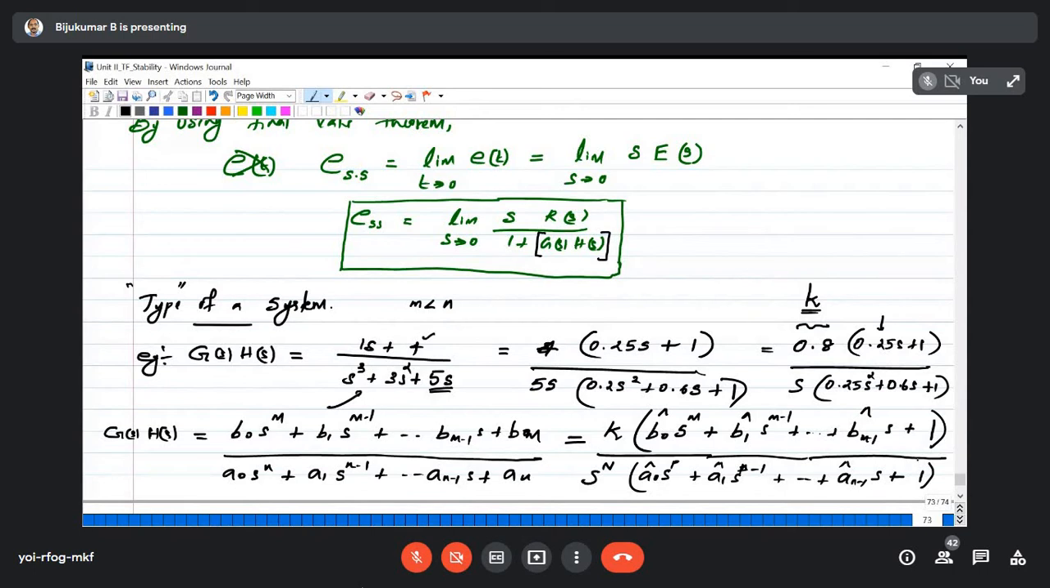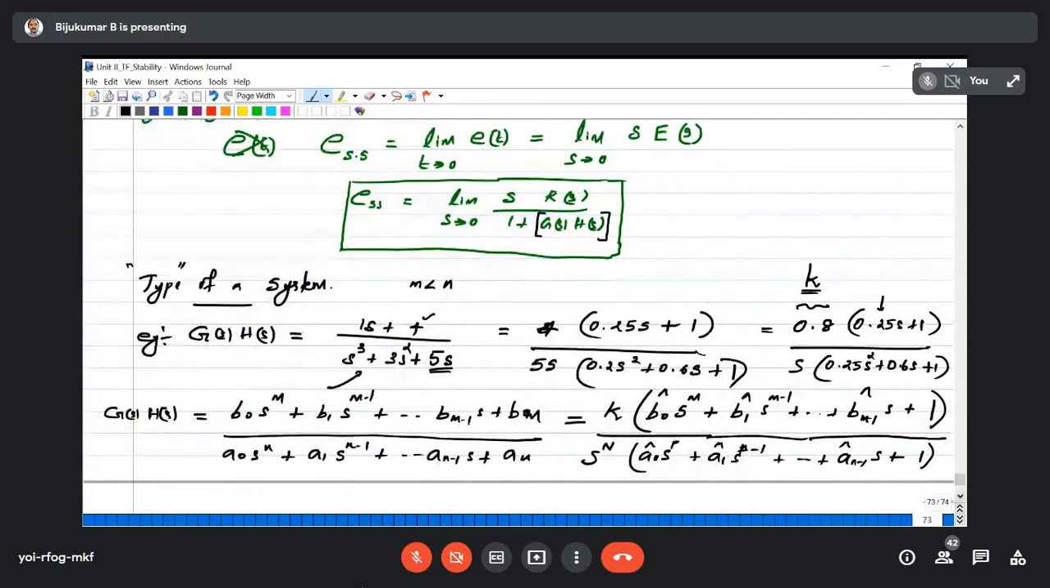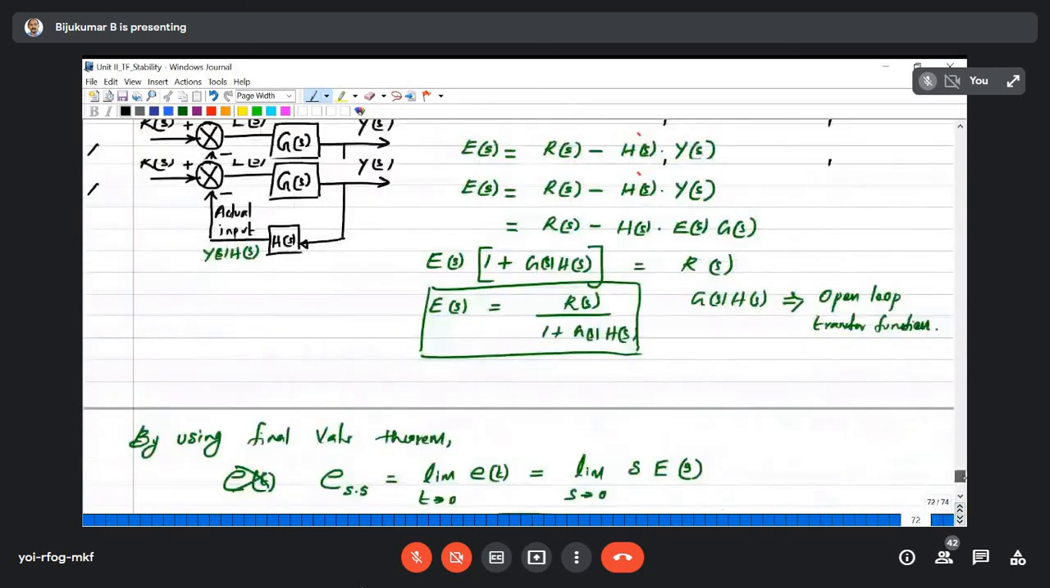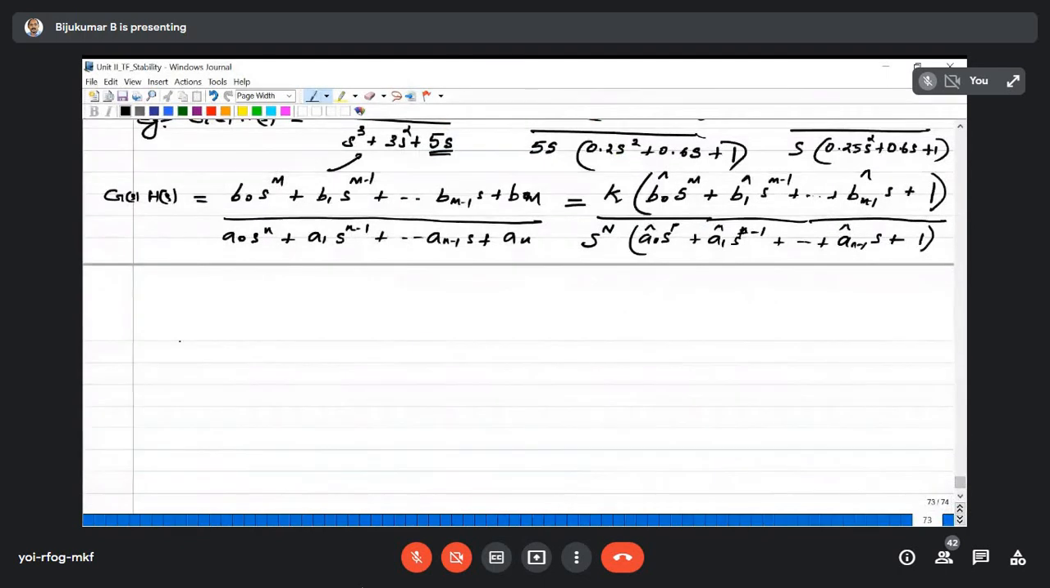So I can write this open loop transfer function in this form where N is the order, sorry, type of the system. N decides the type of the system, capital N. Hope everyone understood this concept. So we have to take this one denominator s common out, and the power with respect to that s determines the type of the system.